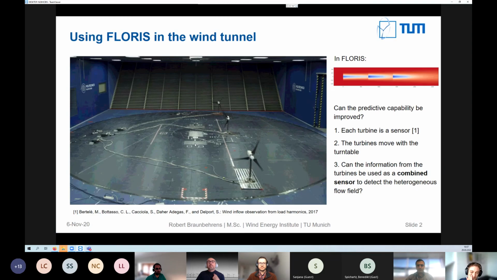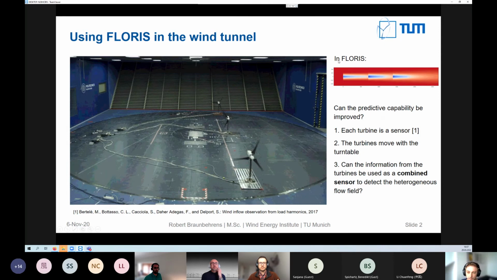But I want to start with how this whole topic of mine started, which was in the wind tunnel of Milano. You see here the picture of the three turbines that our group has built, and they are representations of real wind turbines, so they can yaw and pitch and do many things that real wind turbines can do. And what we want to have alongside these experiments is an accurate representation in low fidelity models, so in FLORIS.